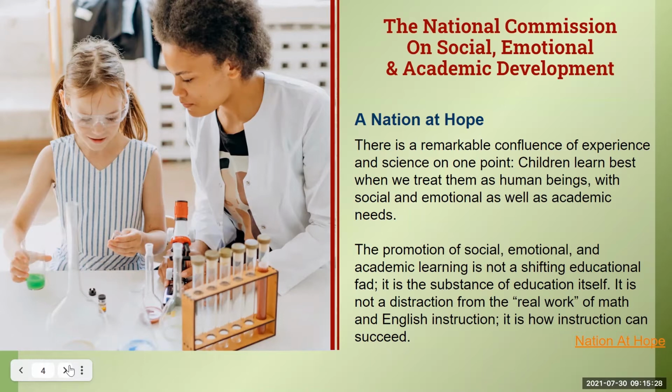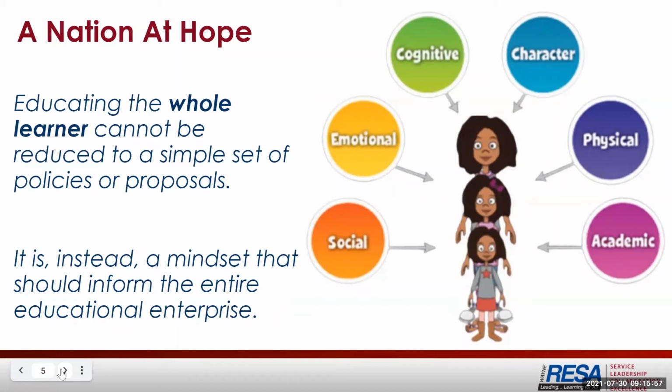The second quote says, the promotion of social, emotional, and academic learning is not a shifting educational fad. It is the substance of education itself. It is not a distraction from the real work of math and English instruction. It's how this instruction can succeed. So again, we have to take into consideration the whole child when looking at academics and how kids are performing academically.